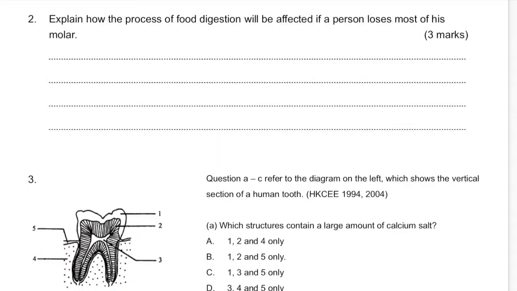Question 2. Explain how the process of food digestion will be affected if a person loses most of his teeth. This question is worth 3 marks, so remember to write at least 3 points to get those marks. So if a person loses most of his molars, and we know molars are responsible for grinding food into smaller pieces, then the first point we can state is that the person would fail to grind food into smaller pieces.